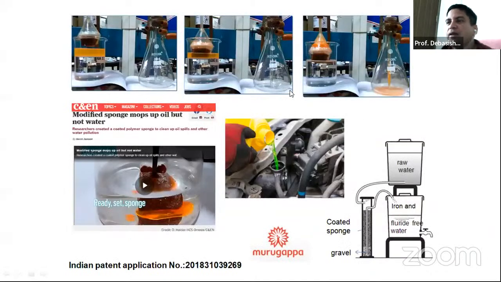Then we developed a technology where, if the oil is floating on top of the water, using a pump and our sponge, you can just take out the oil from the top of the water. You can separate the oil from an oil-water mixture very nicely using this technology. This is working because the sponge is very hydrophobic in nature, so it's repelling water but attracting the oil, and that's why from an oil-water mixture it is particularly taking the oil, and using the pump you can separate the oil from the water mixture.